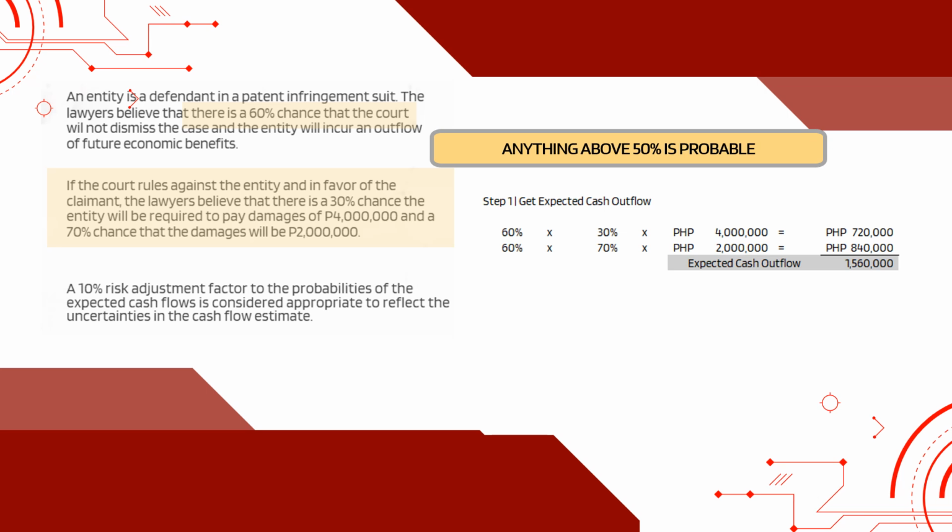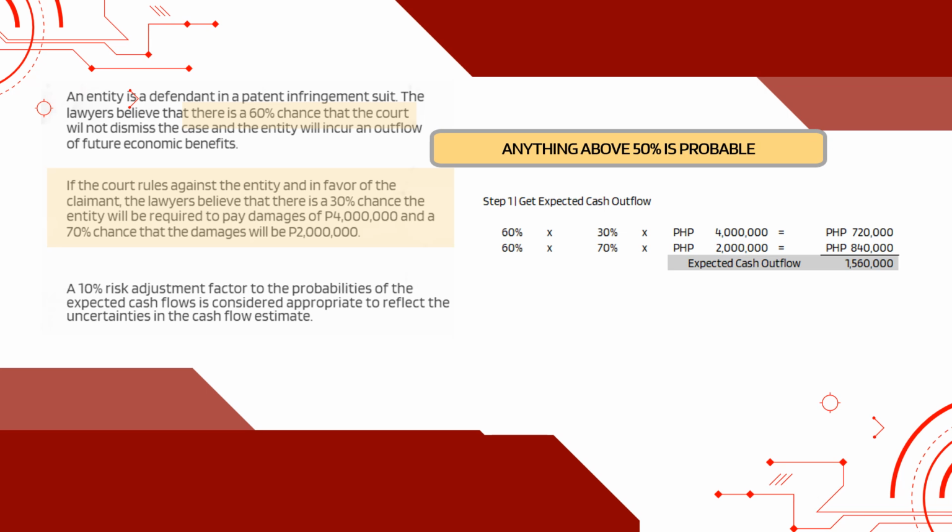Tier 2 is, okay, pag natalo tayo, there are two scenarios. Either magbabayad tayo ng 4 million, that's a 30% chance, or meron tayong 70% chance that we'll pay 7 million, right? So the thing is, from the 4 million to 7 million, we have to adjust this based on their weight, the probabilities. So first is you start with tier 1 probabilities or your general probability na matatalo ka, which is 60% across the board. Kaya 60% yung unang i-multiply. The next is your specific probability, which is your 30% and your 70%.